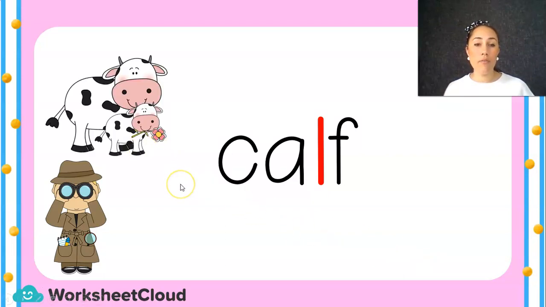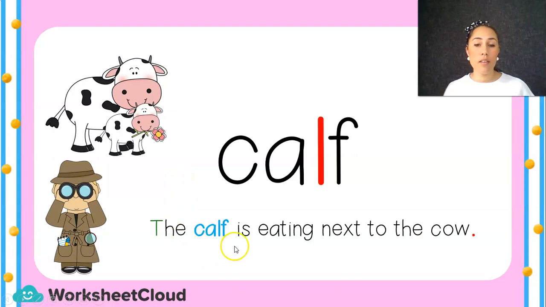Now this calf, the calf is eating next to the cow. So this calf over here is the baby cow. And a calf is a baby of a lot of animals that we find on a farm. But do you know that you call a baby hippo a calf, and a baby giraffe a calf as well? There are lots of other animals. Maybe you can go and look for them.